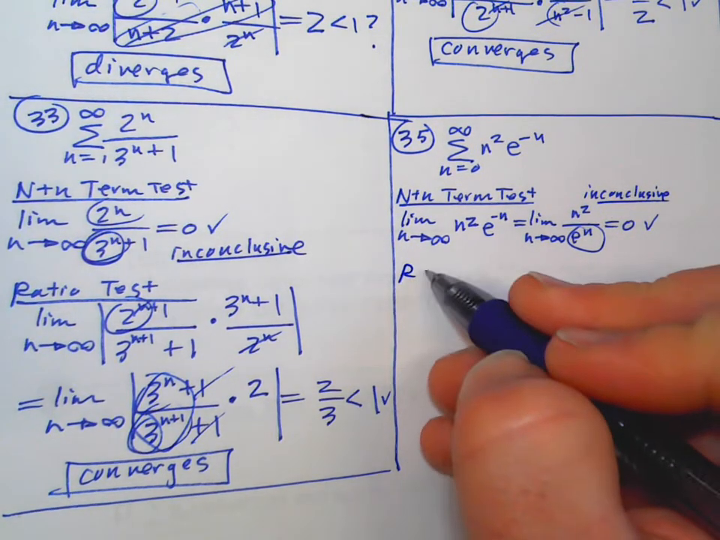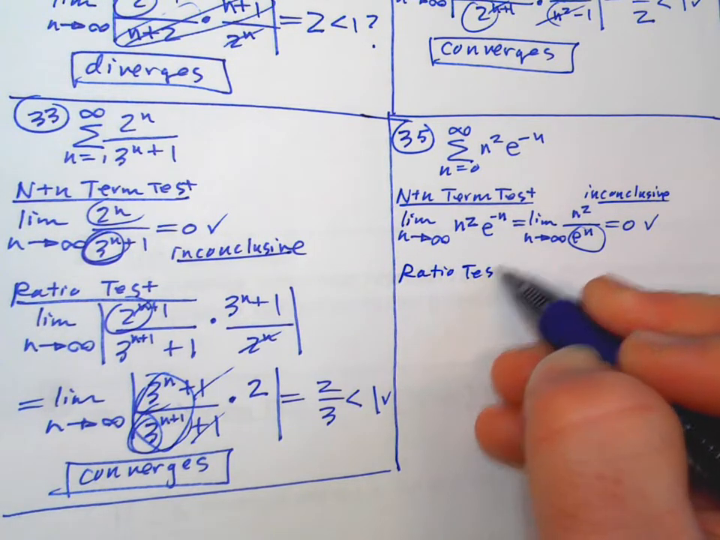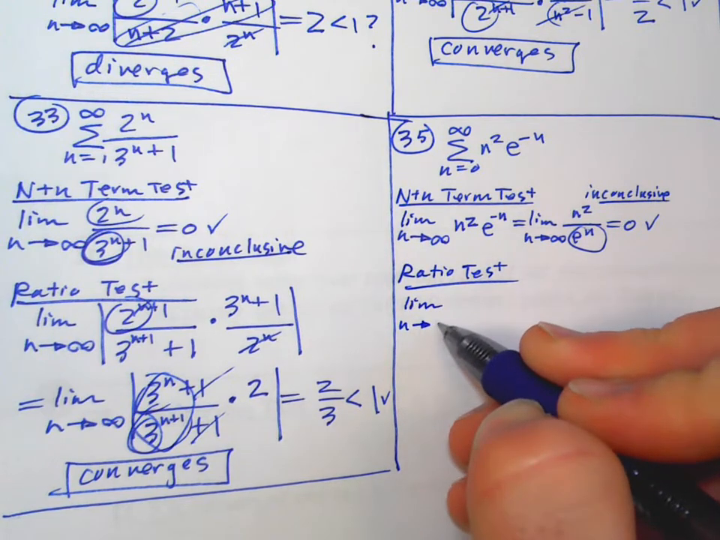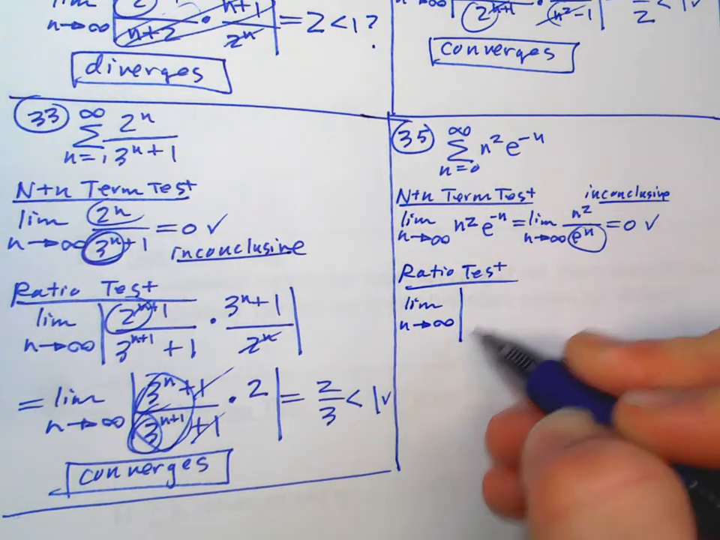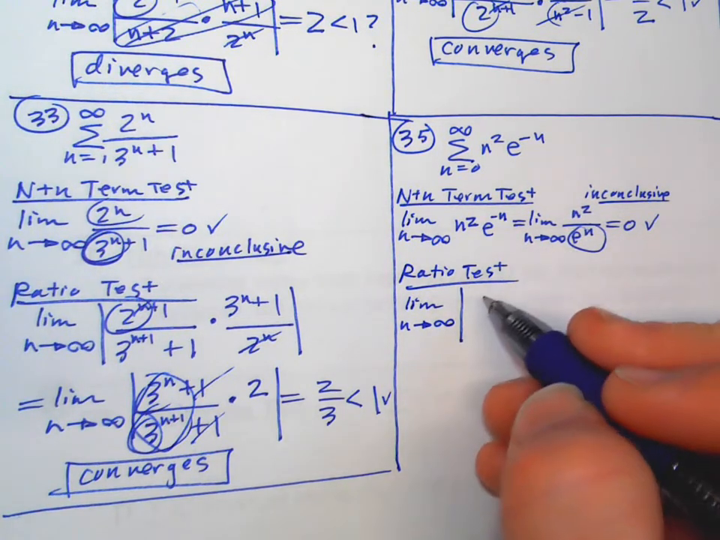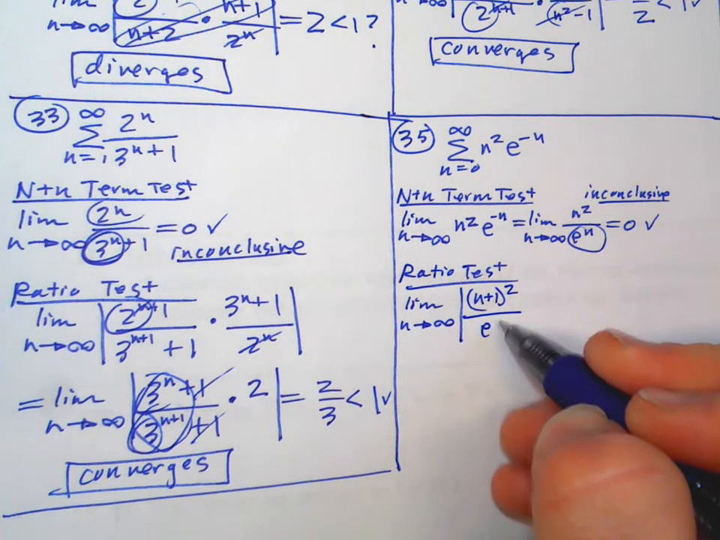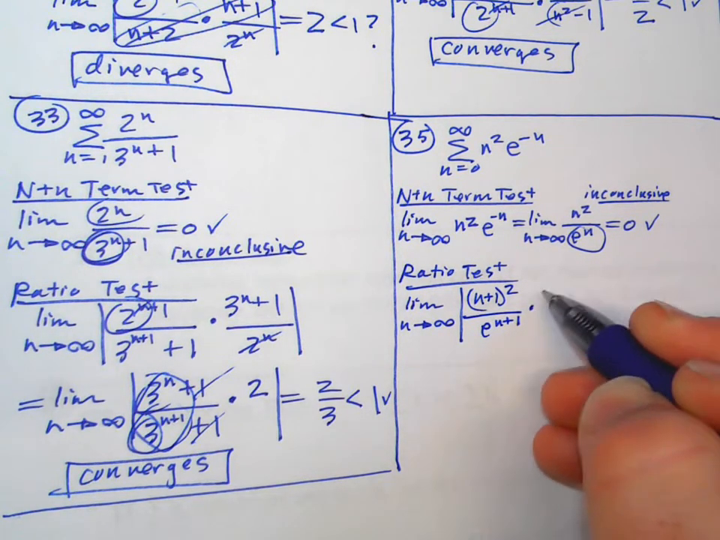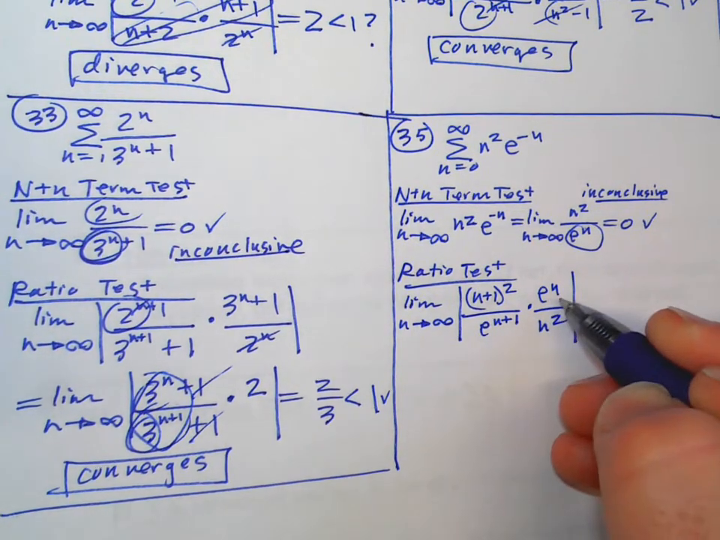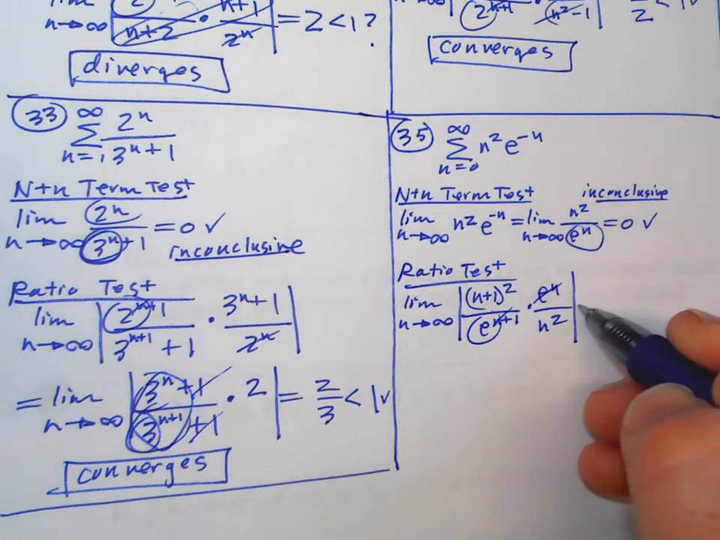So then we're going to try the ratio test. Write the name down, show the work, limit, n goes to infinity, absolute values. So I think I'm going to go with this version. That's going to be easier to do work with. So it's going to be n plus 1 squared over e to the n plus 1 times e to the n over n squared. Rules of exponents. Get an e.